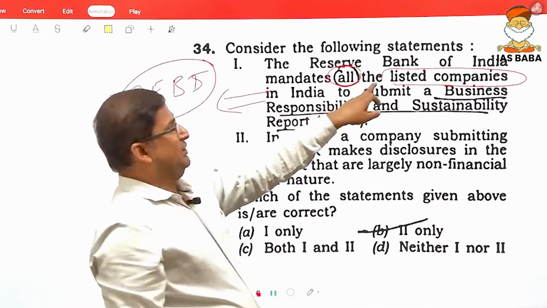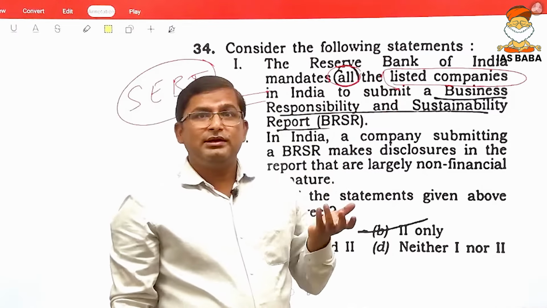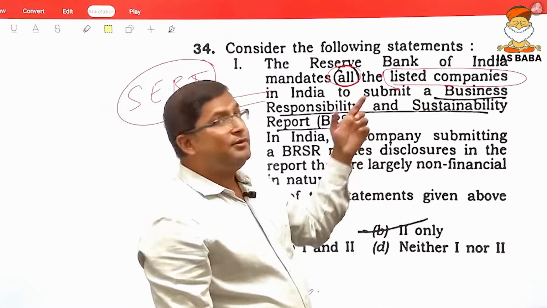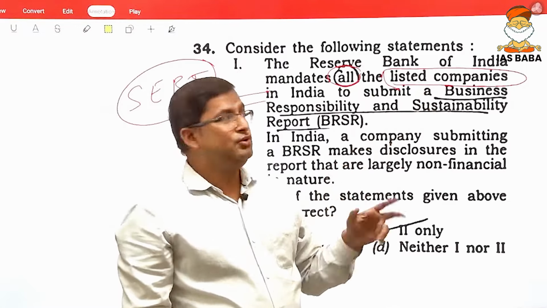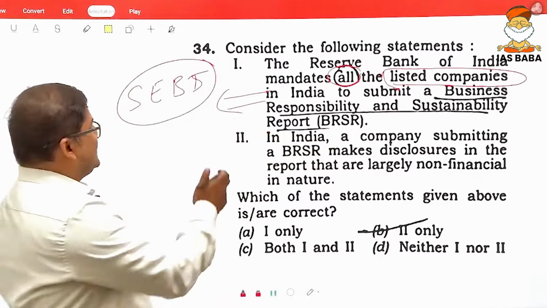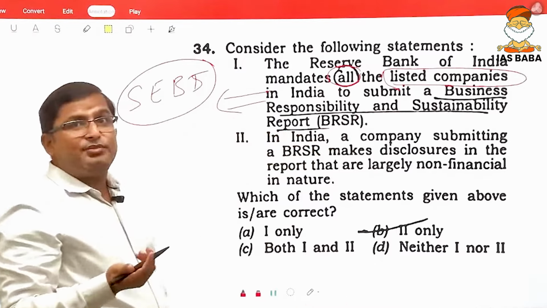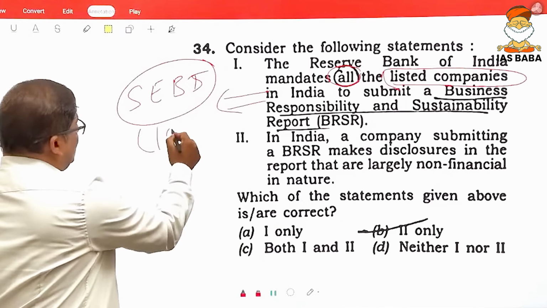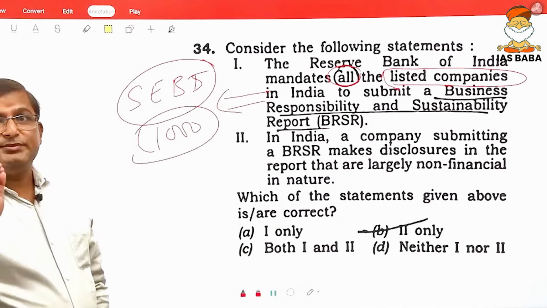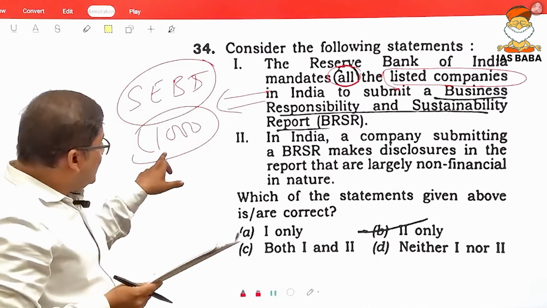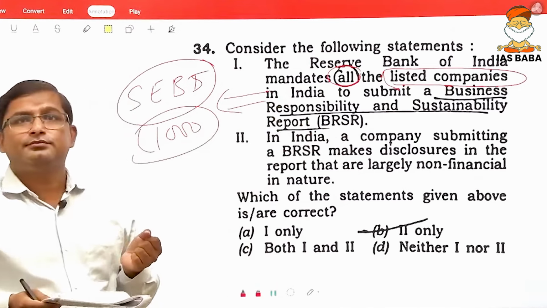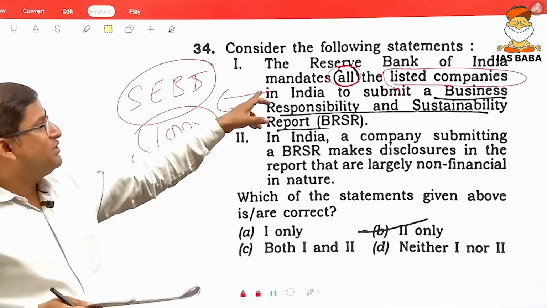See, listed company means it talks about the financial market, stock market. Listed companies are regulated by whom? By SEBI, not RBI. So you can very easily eliminate this option. And SEBI mandated the top 1000 listed companies, not all the companies. It is SEBI's mandate for the top 1000 listed companies to submit a business responsibility and sustainability report. So the first option is wrong.